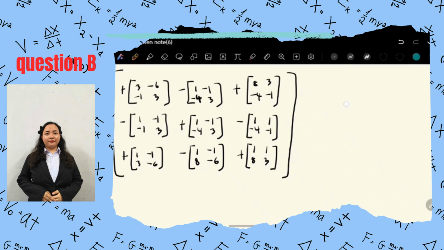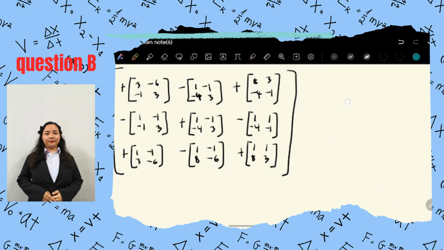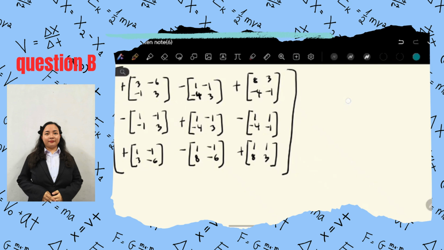For this calculation, we need to use a formula: plus minus plus for the first line. Then for the second line, we use minus plus minus, and for the third it is plus minus plus.